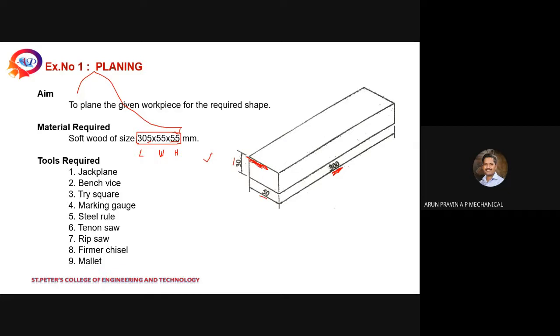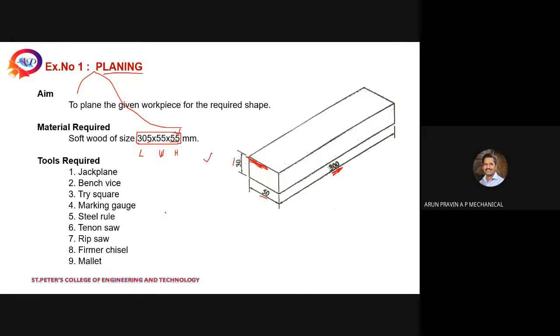Very simple experiment. We'll give one workpiece, you want to cut the workpiece, and you should make the workpiece according to the dimensions. It's a basic experiment, and it is included in all the upcoming experiments. The workpiece will be given to you. First, take the workpiece and cut it to the desired shape and dimension. Then after that you will make the joints.